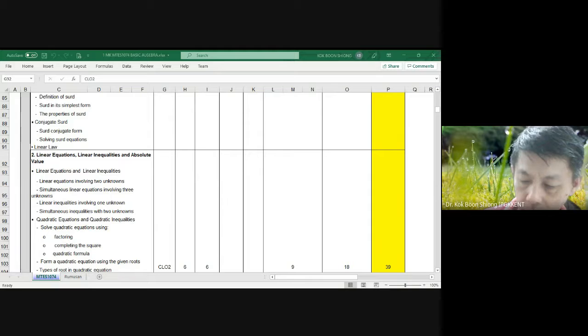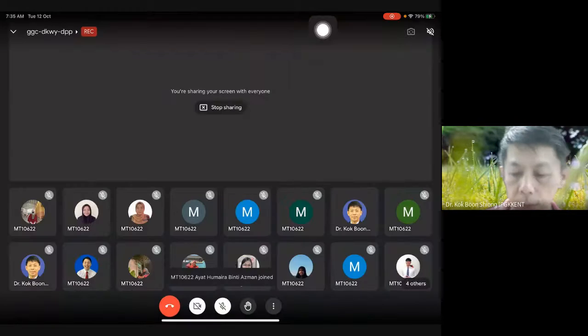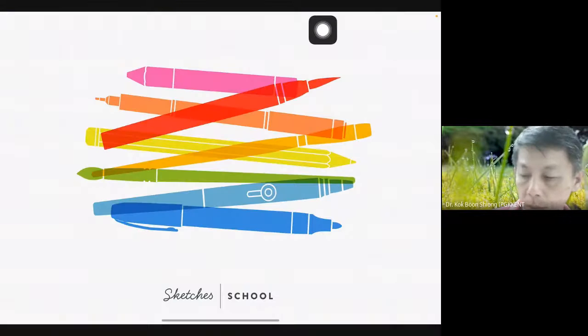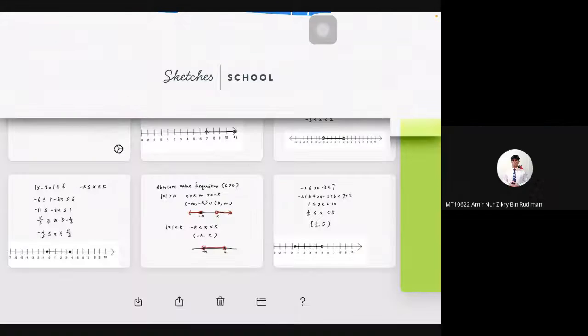So we all know simultaneous equations, right? To solve simultaneous equations, we have a few methods. One of the methods is by what? Elimination. Yes, by elimination, by substitution, by equating the coefficient, and so on. So we start with simultaneous linear equations.